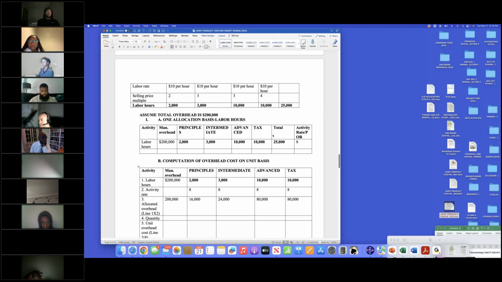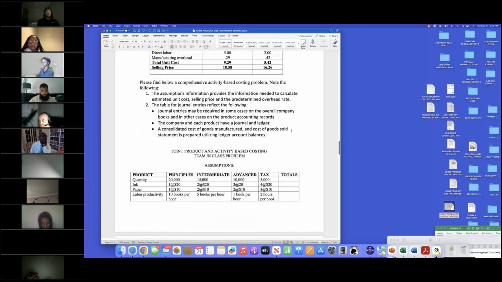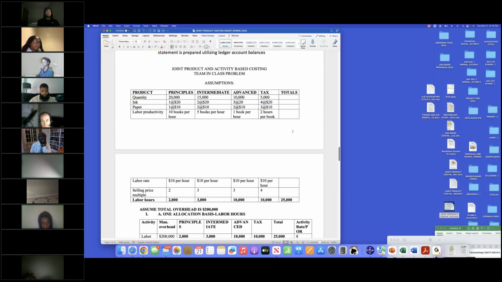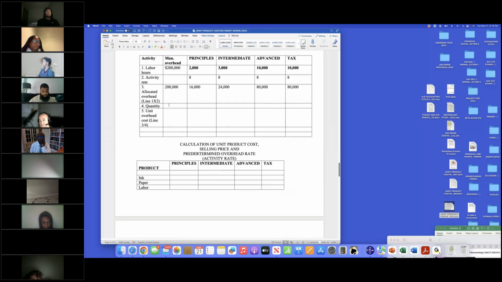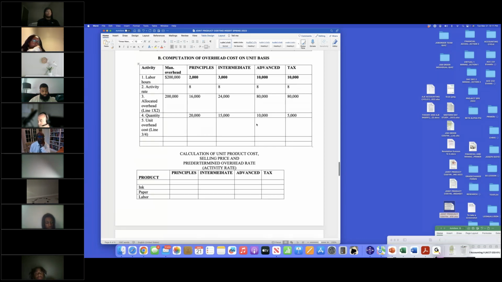So can we have the quantities here somewhere? Yeah. On the first line was the quantity. I had 10. We're gonna copy the quantities. We will put them right here. So we bring down the quantities that we're gonna make, and now we're gonna get the unit overhead cost for each book. So principal people getting the cost, intermediate people getting the cost, advanced people getting the cost, tax getting the cost.